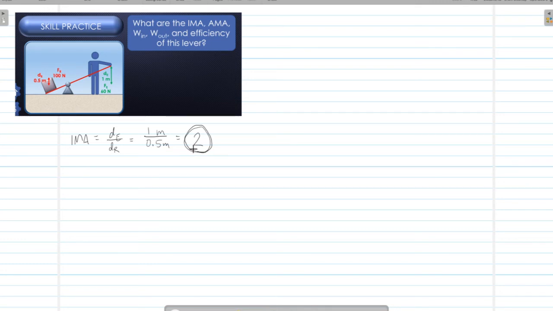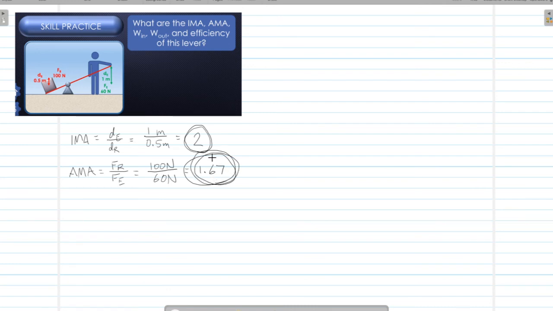In other words, if it weren't for friction or any other forces, this lever would make it twice as easy to lift that load. Now let's calculate the actual mechanical advantage, see how much easier it actually is. To find the actual mechanical advantage, we take the resistance force divided by the effort force. The resistance force is the weight of the box, so it's 100 newtons. The effort force is how much force our friend has to use to push his end of the lever, and that's 60 newtons. So we have 100 divided by 60, which is going to wind up being 1.6 repeating. So I'm just going to round that off to 1.67.